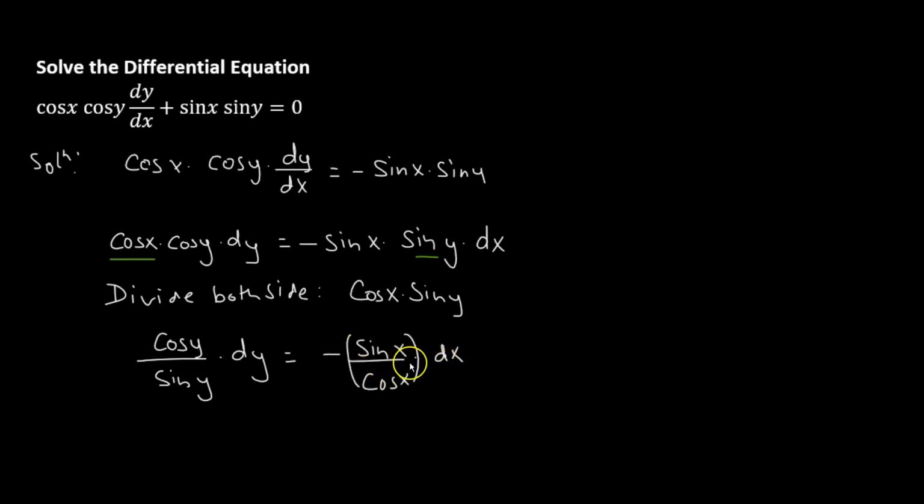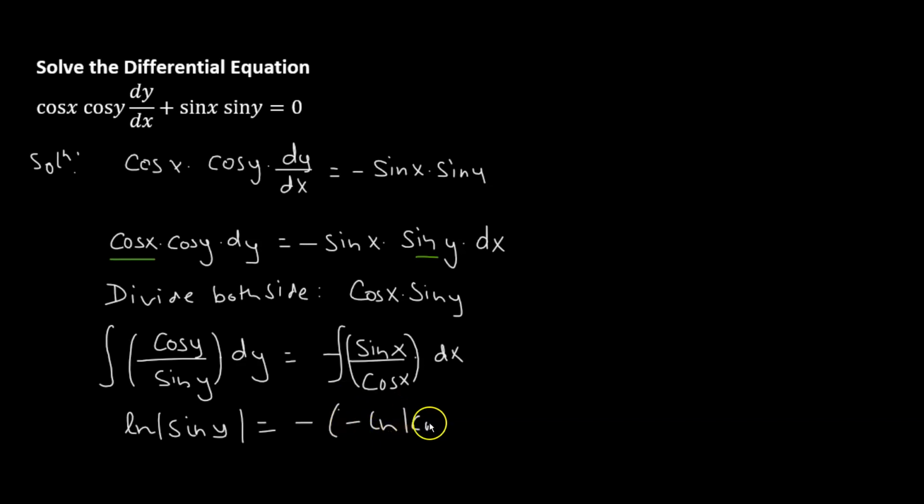So here we can see that the coefficient of dx is purely a function of x and the coefficient of dy is purely a function of y. So that means this is in the separable form, and now we can integrate both sides. So integration will give us log of sine y equals to negative log of cosine of x. Now since everything is in logarithm, let's take log of c, and this will give us log of sine y equals to positive log of cosine x plus log of c.